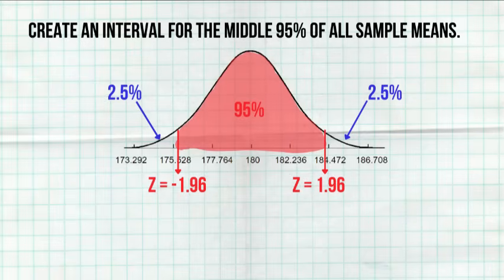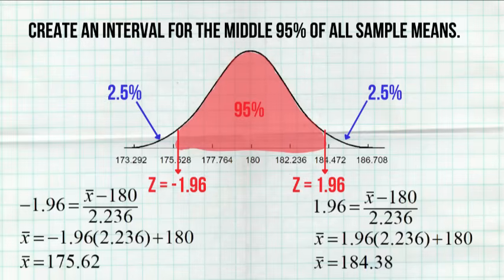So now all we got to do is take those z-scores and turn them into sample means by using our z-score formulas. And it's really that simple. Multiply the standard deviations over, add the mean, and we get the beginning and the end of our interval. So any sample mean between 175.62 grams and 184.38 grams would be the middle 95% of all sample means. So of all possible sample means out there for 45 cell phones, 95% of all those possible sample means are going to be in that interval.